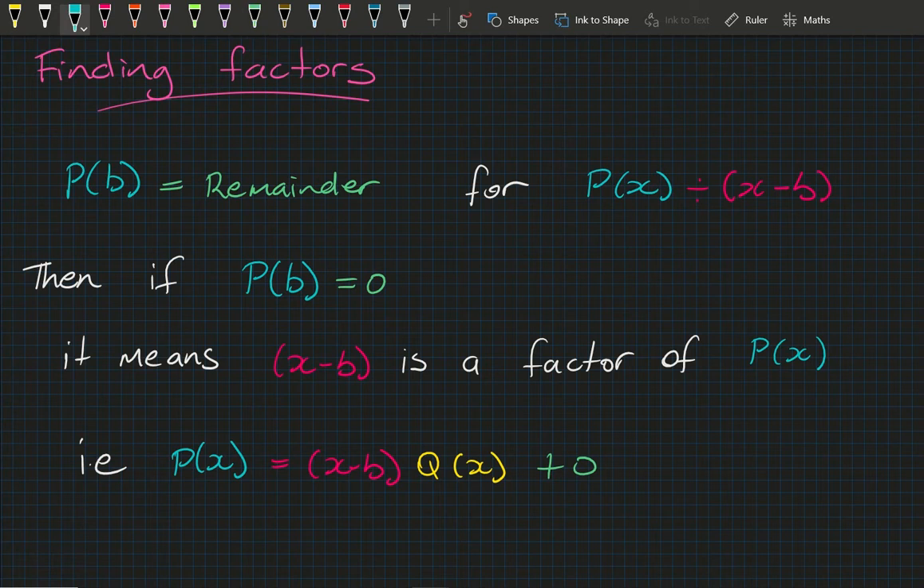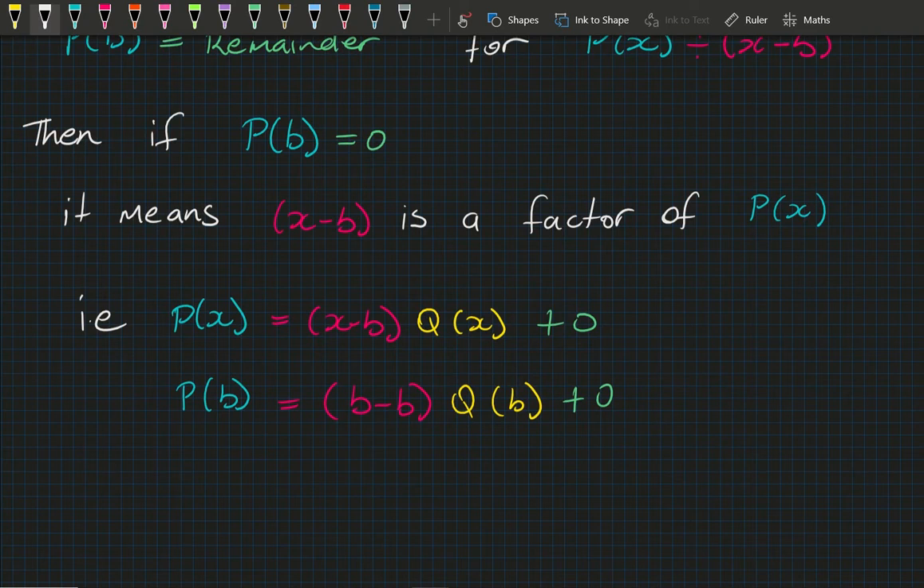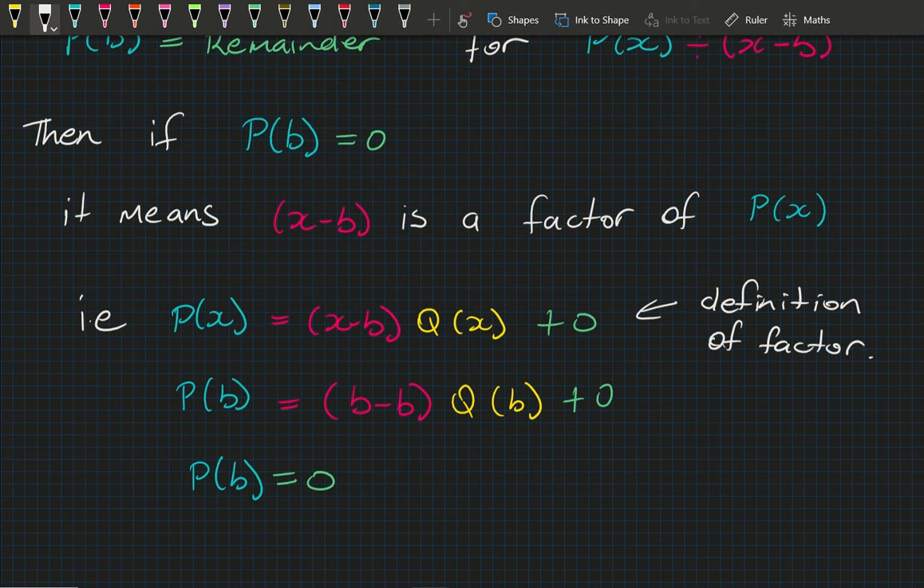Okay, because our division is for any x value, right? So then let's sub in x equals b. b minus b is 0. 0 times q of x is 0, so that disappears. So we get p of b equals 0. And the first line here is the definition of a factor. So let's have a look at a real example now.